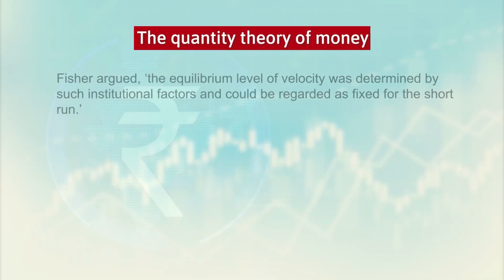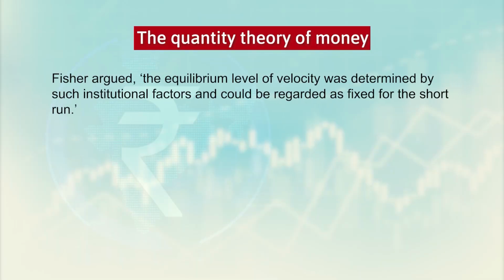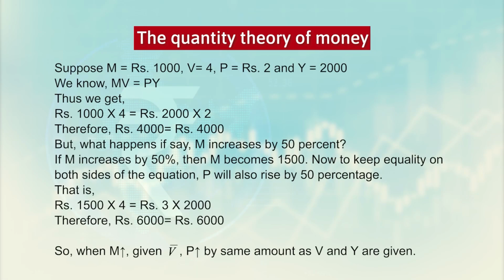So Fisher argued that the equilibrium level of velocity was determined by such institutional factors like government initiatives, like UPI method, like Paytm, like other issues or other platforms, and could be regarded as fixed for the short run. So in long run, it may be something else, but in short run, this is the Fisherian version argument. But yes, of course, the change in velocity of money may have some effect on the price level in the economy, aggregate price level. Now, this is another example.